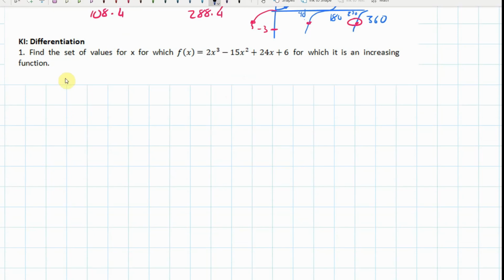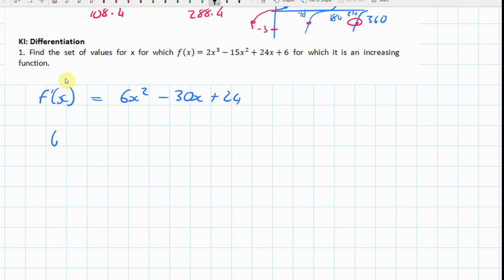Okay, anyway. Last one, for which it's an increasing function. Okay, so an increasing function is where the gradient is positive. So I just want to differentiate. So f prime x is equal to 6x squared minus 30x plus 24. So I've just differentiated there. And I want to know, where is this an increasing function? So in other words, where is the gradient greater than 0?